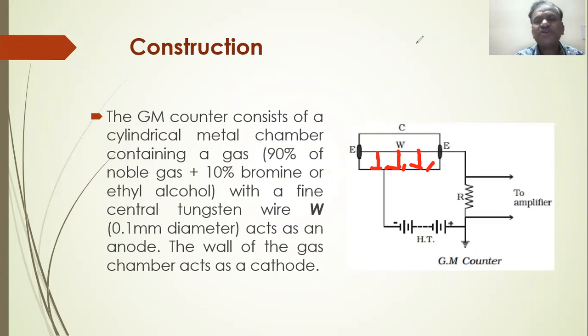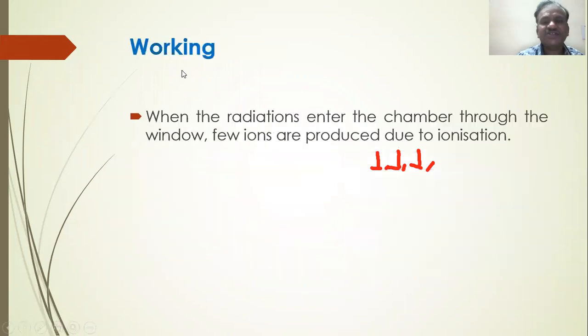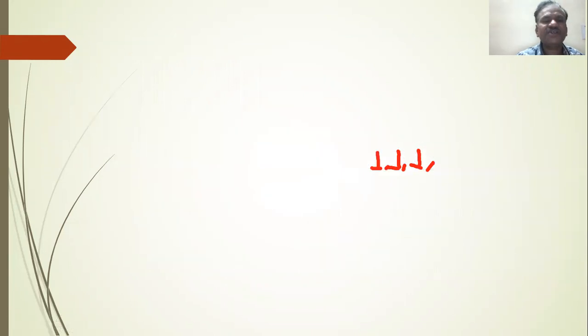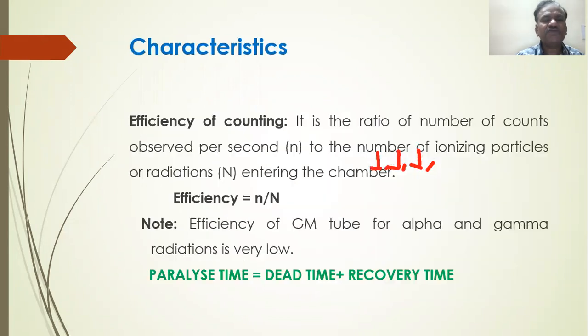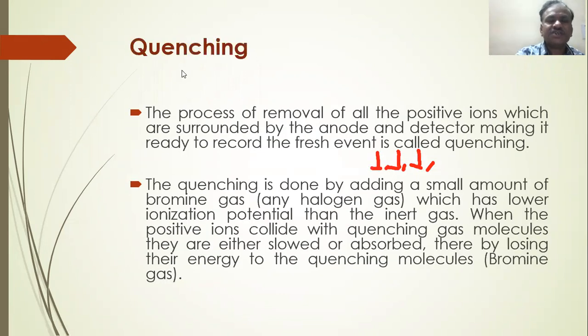Now it is time to remove all the positive charges here. That phenomenon is called quenching. Quenching means the removal of the positive ions which are surrounded by the anode and detector, making it ready to record fresh events.